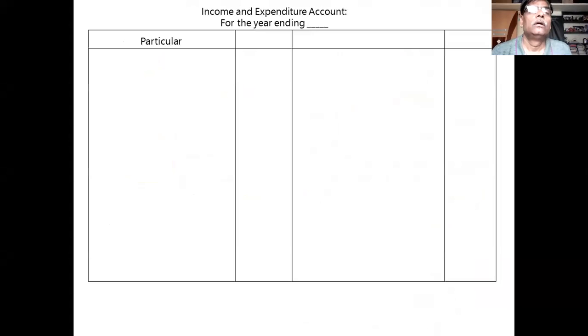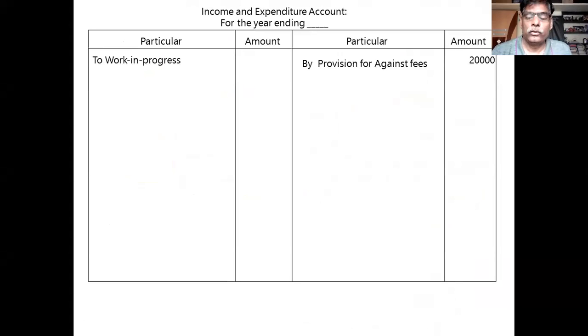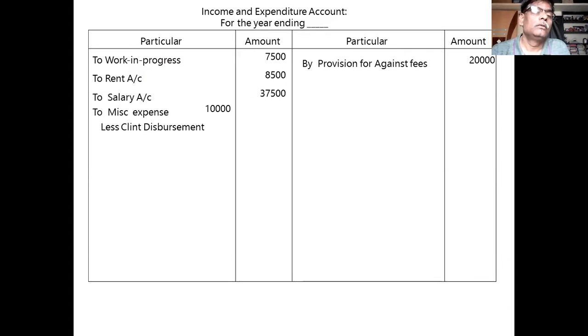You see the solution. This is the income and expenditure account. Provision: first, on the debit side, you take work in progress. After work in progress, you record all the expenses: rent, salary, miscellaneous expense. In the inner column, less client disbursement 500. You deduct that 500, 9,500 balance.